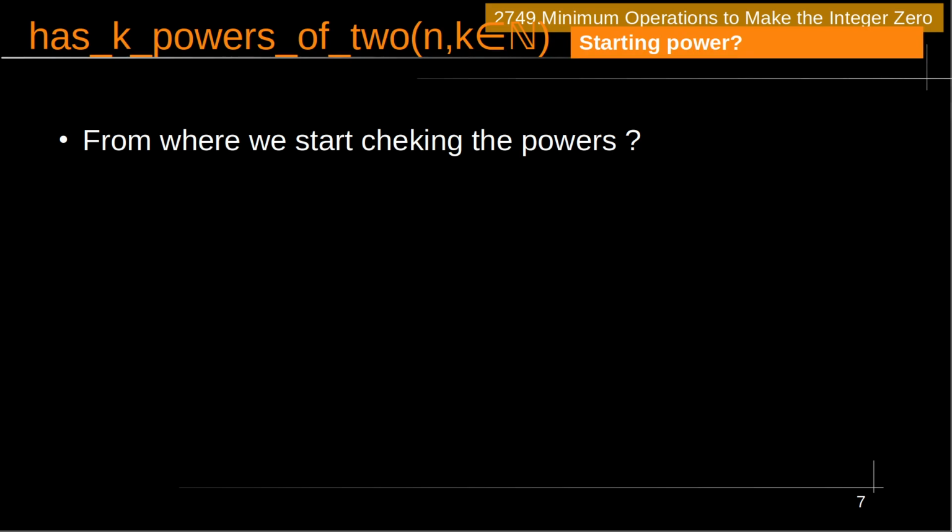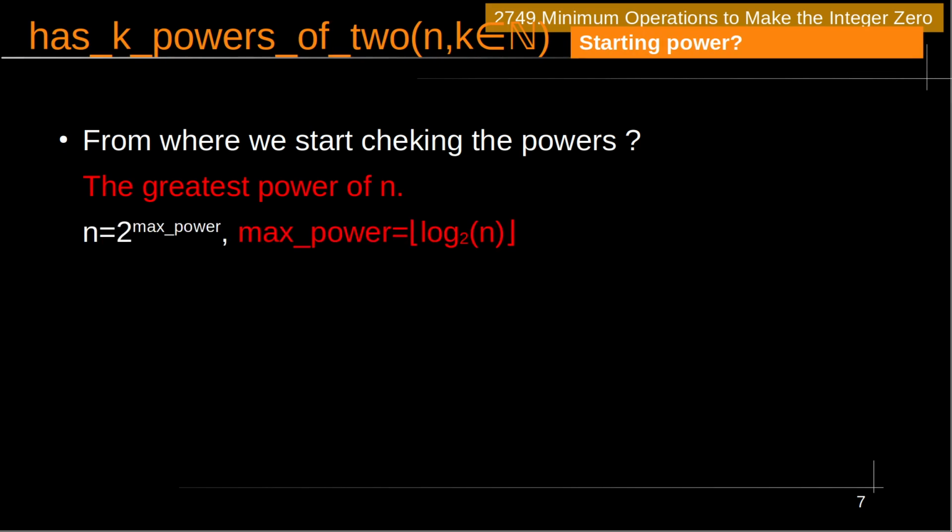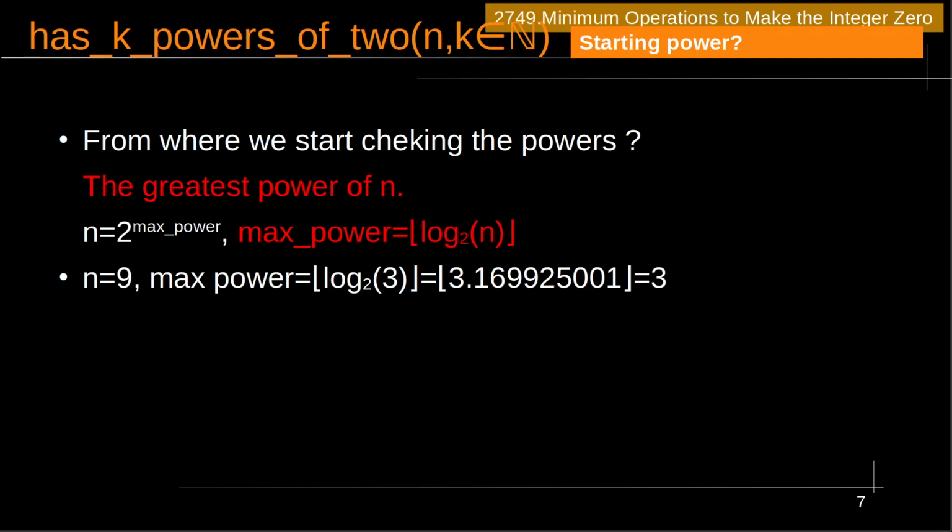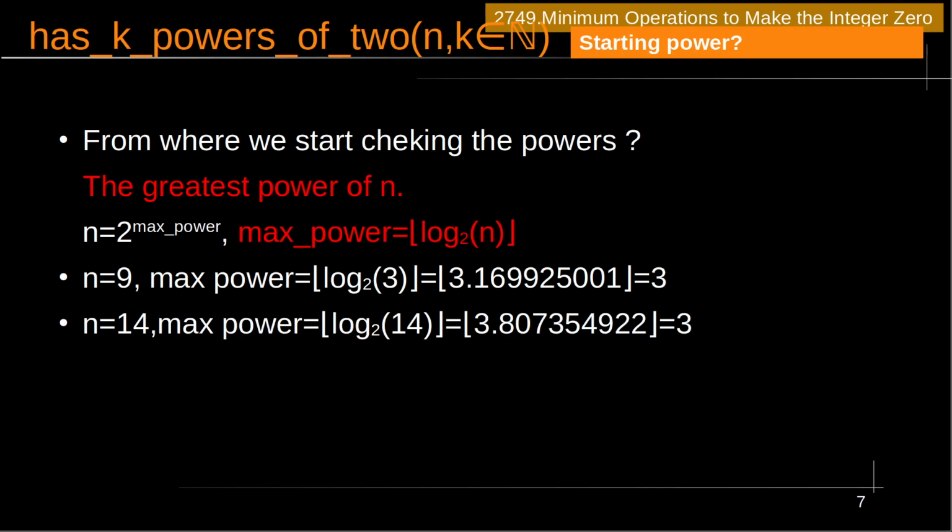From where do we start checking the powers now? If you have a number n, from where will I check the powers? The answer is the greatest power of n. It's very obvious. It makes sense. Let's see it together. If n is equal to 2 power max power, then max power is equal to the floor of log base 2 of n. Let's take an example: if n is equal to 9, the max power is floor of log base 2 of 9, which is equal to 3. For 14 it is equal to 3 also.